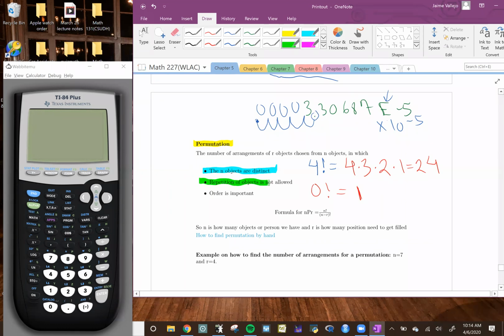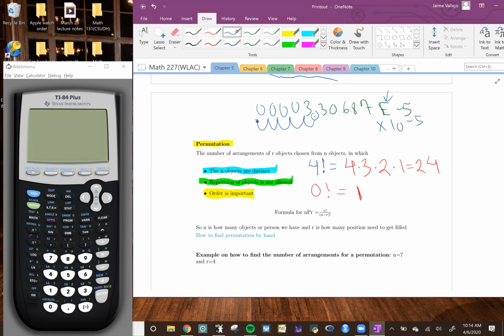So the second one is a repetition of object is not allowed. That just means once I select that object or that person, I can't reselect that person again. Once you select them, you can't reselect it for the second time or the third time you're picking. And the last thing is order is important. The way that I select the object or the person does make a difference.